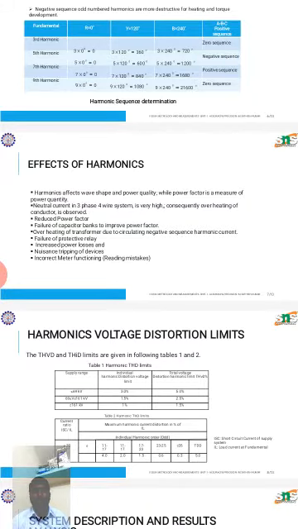See this table, current limit is 11 to 17, next one is 17 to 23, 23 to 35, 35 and above, and TDD. First one is 4.0 for individual harmonic order. These are the numbers: first one 4.0, next one 2.0, next one 1.5, next one 0.6, 0.3 and 5.0.